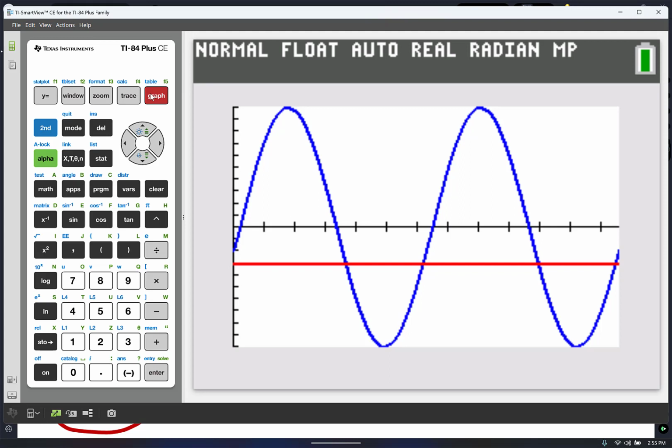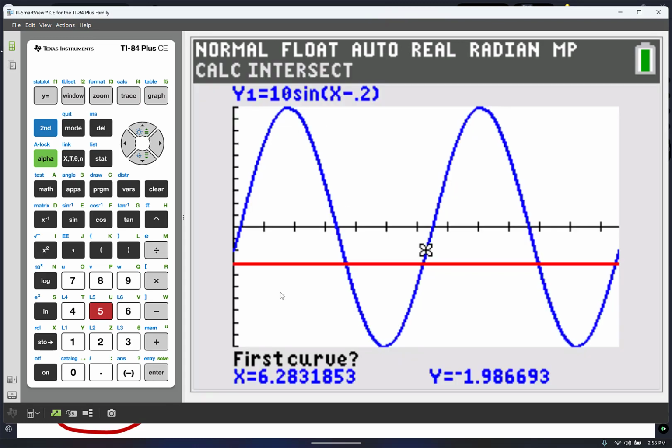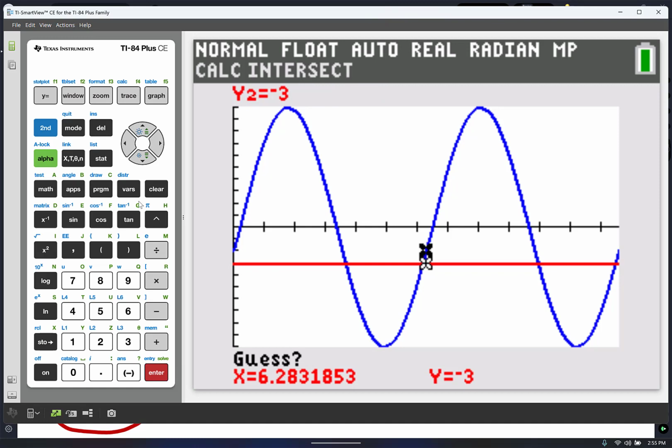All right, make sure you practice, guys. Check it out. I am going to find these intersections, and I bet you it's going to be those same values. So look, second calculate, number 5, and you only have 2 curves in there. Enter, enter. Focus, guys. When it says guess, scroll to the one you want and push enter.